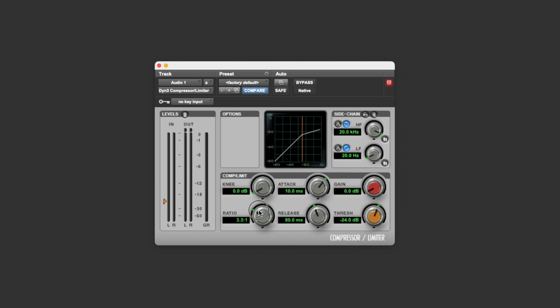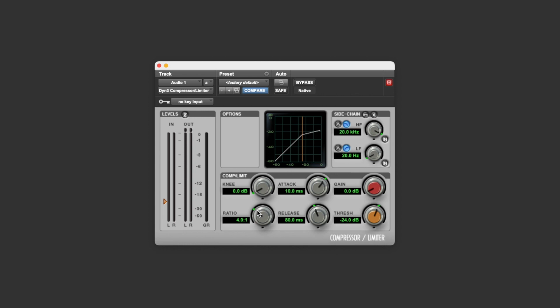If you have a ratio of 4:1, the part of the signal that overshoots the threshold is going to be turned down to 1/4 of its original level. So if the signal went 8 decibels over the threshold, it would be turned down to just 2 decibels louder than the threshold. If it went over the threshold by 4 decibels, it would come down to 1 decibel louder than the threshold. If it went over the threshold by 2 decibels, it would only be half a decibel louder than the threshold.